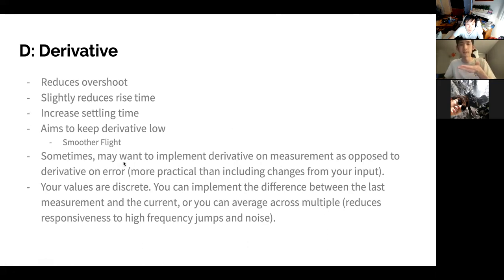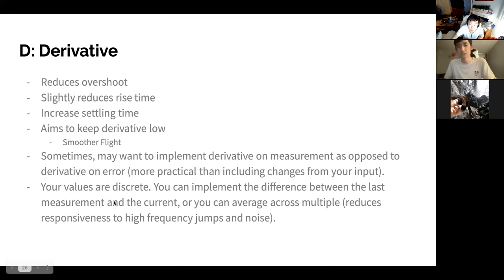Some people like to implement derivative just on the measurement, so what your vector is, as opposed to the derivative on your error. So it's the measurement minus your input, let's say if you're trying to make it move. The reason for this is because it's more practical, because you're trying to stabilize the movement as opposed to reacting to your changes in input. This won't be too important for you at first, but if you go into including inputs, then this will be pretty important to try out. This second part will be important to every one of you.